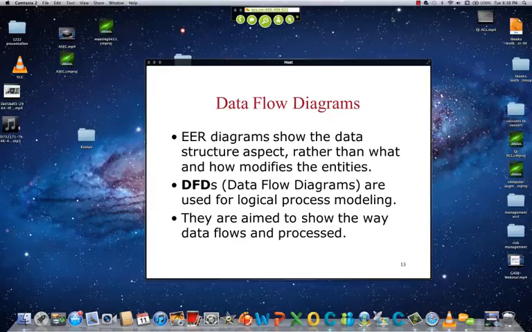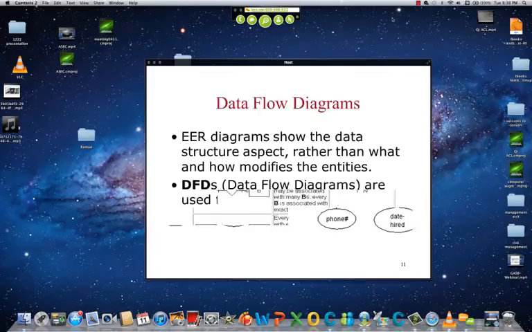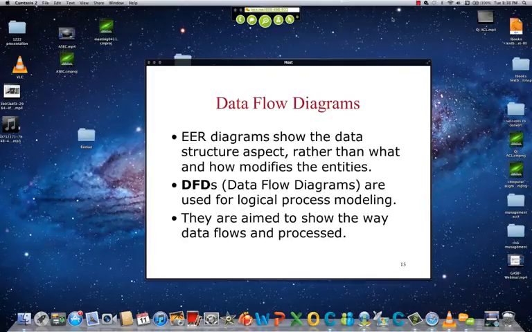Then another thing which we talked about today are those DFDs. DFDs are used to model logical processes. Here you have just basically what data you want to have. You want to have data about managers and professionals and how the data is related. But this diagram doesn't tell you how data is inputted into the system, how it is processed, and how reports are generated and so on. So no data flow here. To have this data flow, we use DFDs.